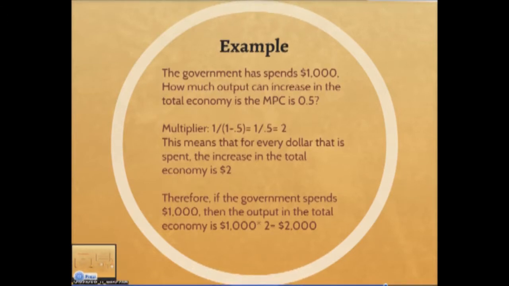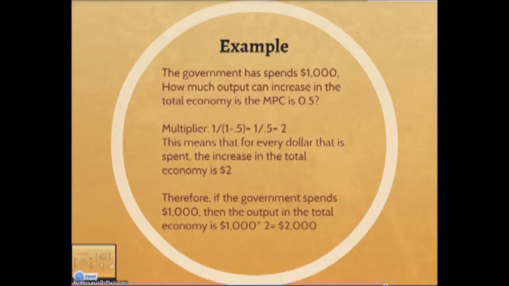Okay, so if the government spends $1,000, how much can output increase in the total economy if the MPC is 0.5? So to figure this out, there are 2 parts. The first part is figuring out what the spending multiplier is. So to find that, you have to do 1 divided by (1 minus 0.5), which gives you 1 divided by 0.5 equals 2. What this means is that for every dollar that is spent, the increase in the total economy is $2.